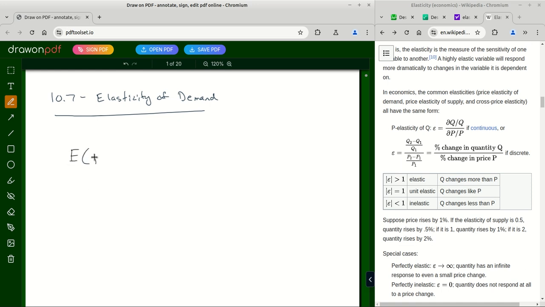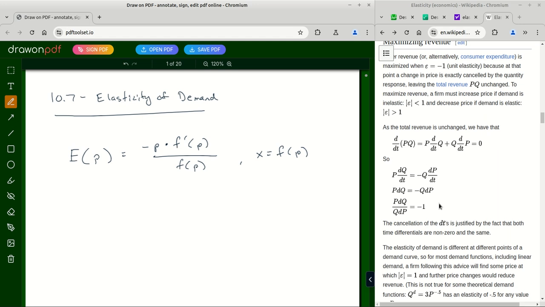So we got E of P is equal to negative P times F prime at P divided by F of P. And hold on, X is equal to F of P, just in case you were wondering. So I'm doing the formula from the book, okay? But this is kind of what's going on. It's close.